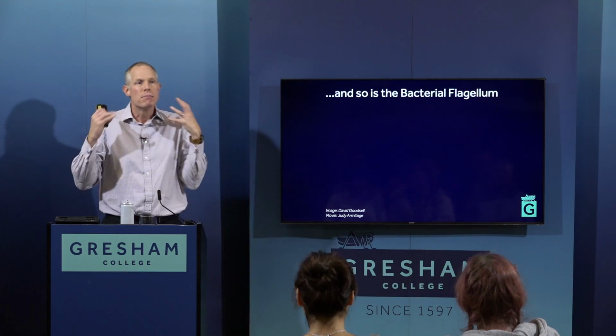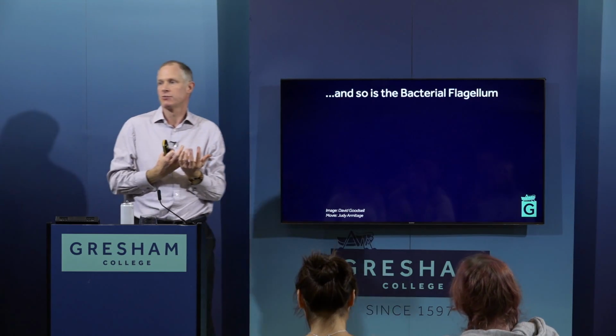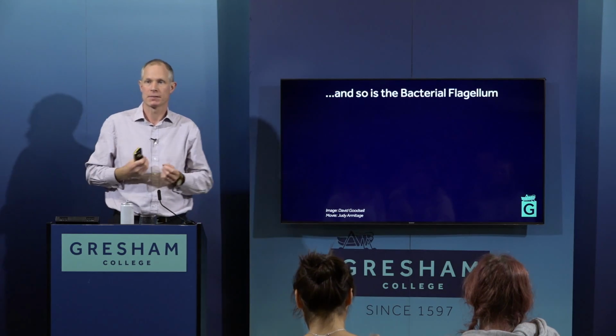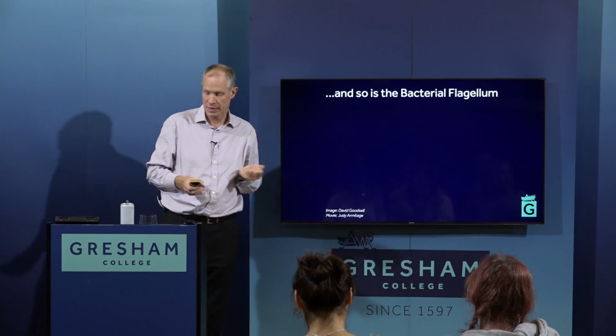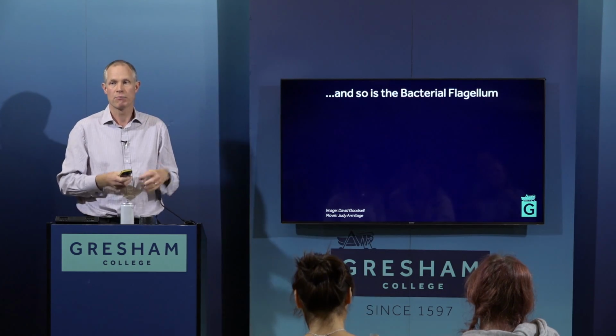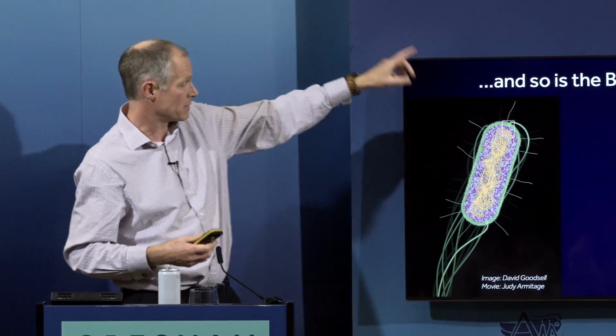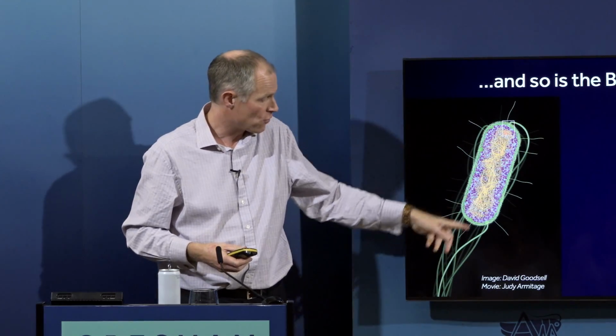But to my mind, the most spectacular microscopic structure that many microbes make is the thing called the flagellum. Okay? And here I'm looking at the bacterial flagellum. Many, many bacteria produce these things. These are the kind of whip-like structures at the end of some bacteria, and you can see them in this diagram here, these long green trailing things.